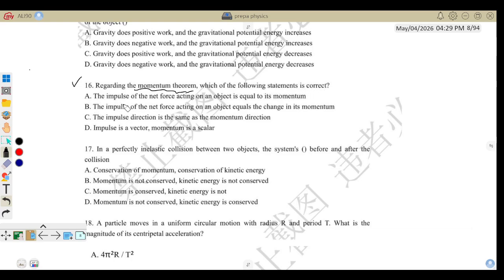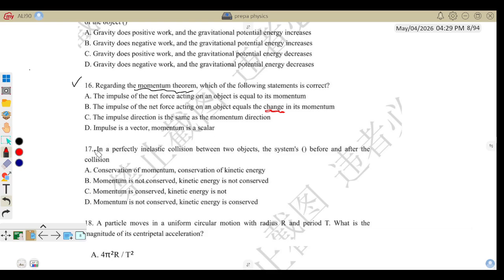So for A, we have the impulse of the net force acting on an object is equal to its momentum. And for B, the impulse of the net force acting on an object is equal to the change in its momentum. Look at this. The only difference between A and B is we've mentioned here the change in its momentum. For C, the impulse direction is the same as the momentum direction, and for D, the impulse is a vector, momentum is a scalar.